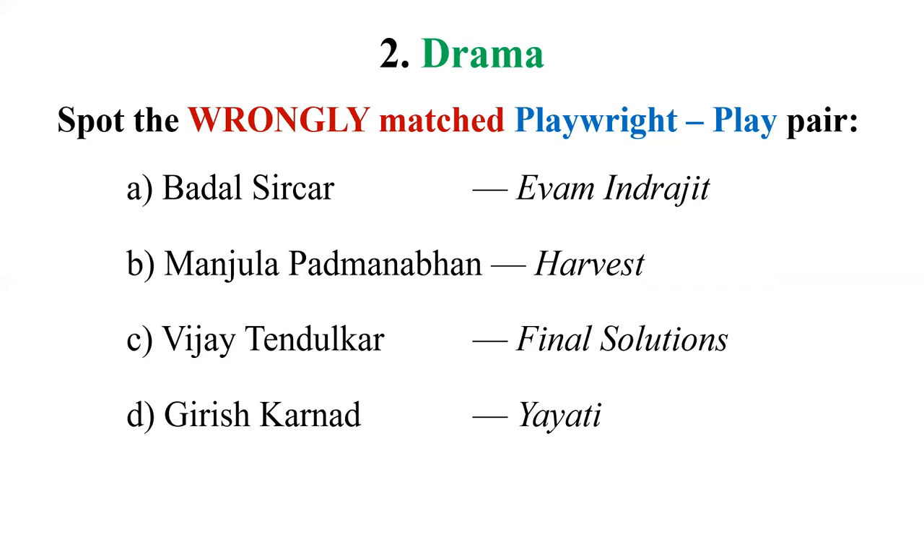One of the pairs is wrongly matched. So you have to find out that. I think if you don't know, sometimes you have to eliminate. I think you can eliminate D, Girish Karnad, because everyone knows. If you're aware of Girish Karnad, then you know Yayati was written by him, or Badal Sarkar, Ivam Indrajit. Sometimes when it comes to NET exam, you have to eliminate options, then you have to narrow down to 2. So if you have 2 options, Manjula Padmanabhan and Vijay Tendulkar, then you have to go for 1.